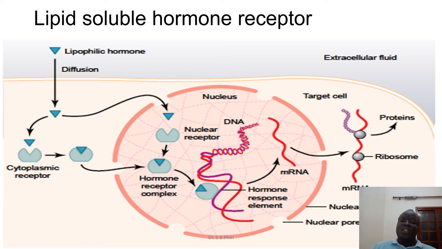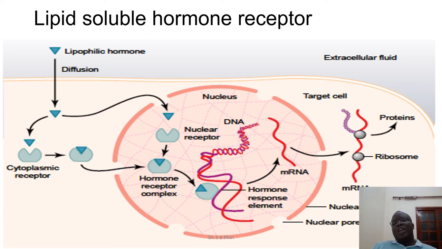That's why I told you the steroid hormones and thyroid hormones will increase the number of proteins being produced within the cell. Some of these proteins are enzymes that are involved in metabolism. Some of these proteins could be structural proteins or contractile proteins in a muscle cell. So the muscle cell will start increasing. It will cause hypertrophy. Okay?